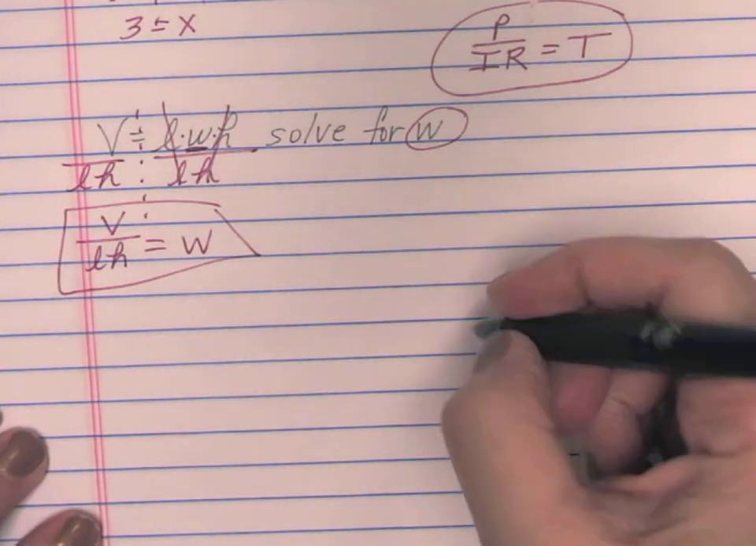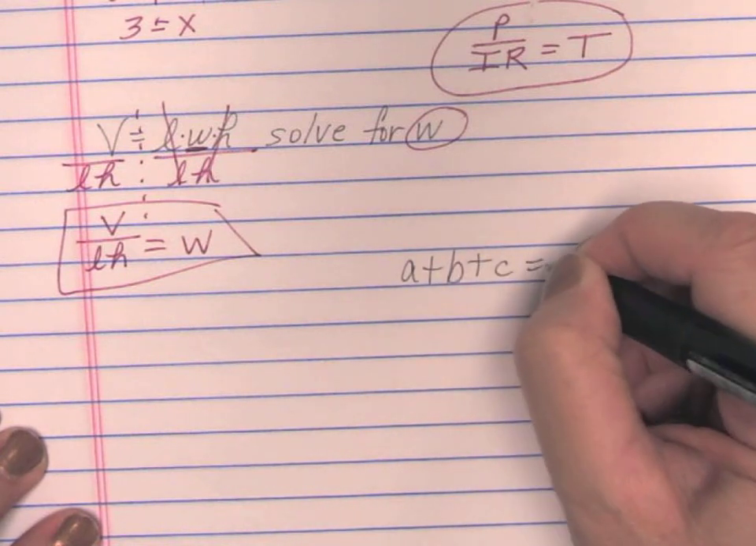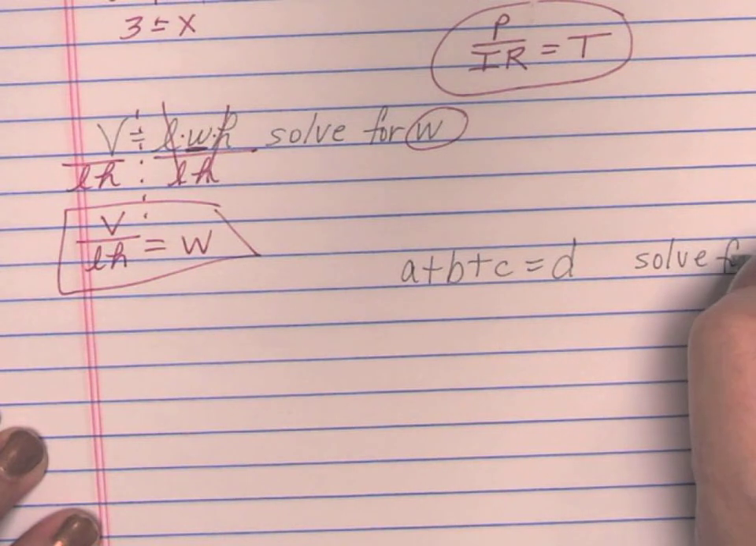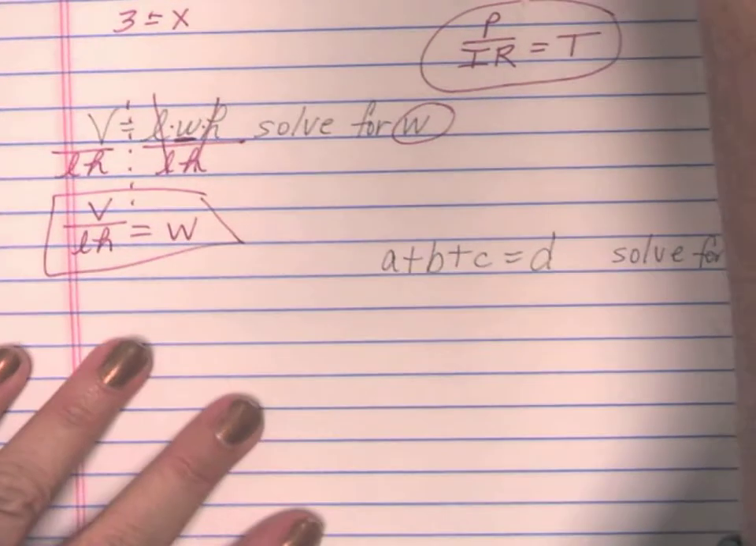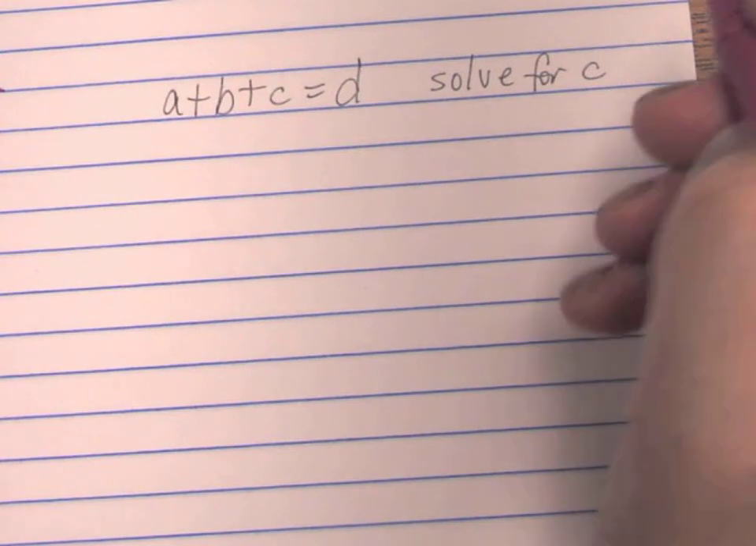I cannot get a nice, pretty number. I do not have enough information. That's why it's called a literal equation. We're just solving for a letter. We're not solving, we're rearranging. We're moving things around. We're isolating a certain variable.